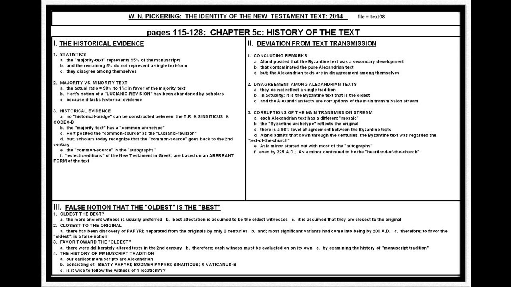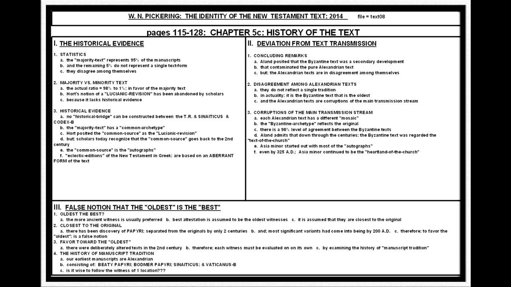Let's take a look at block 2, deviation from text transmission. Hort posited that the Byzantine text was a secondary development that contaminated the pure Alexandrian text. But the Alexandrian texts happen to be in disagreement among themselves. There is disagreement among Alexandrian texts. They do not reflect any single tradition. In actuality, it is the Byzantine text that is the oldest, and the Alexandrian text is a corruption of the main transmission stream.